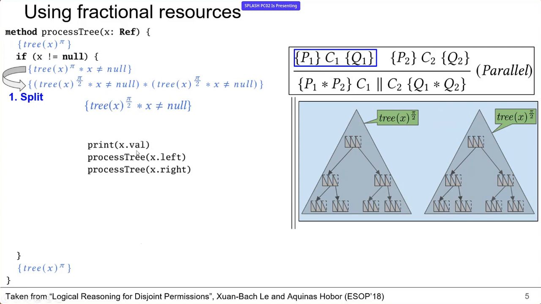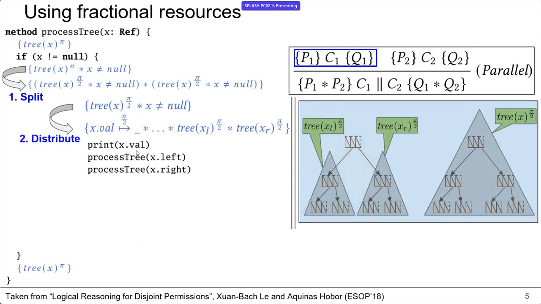And remember, to justify reading, we need some permission. So what we do here, we can unfold the definition of tree of x and distribute this fractional permission pi divided by 2 over each conjunct. And now we have everything to justify here that we can read x.val because we have some non-zero permission to x.val. We can recursively call process tree with x.left, with the left subtree.